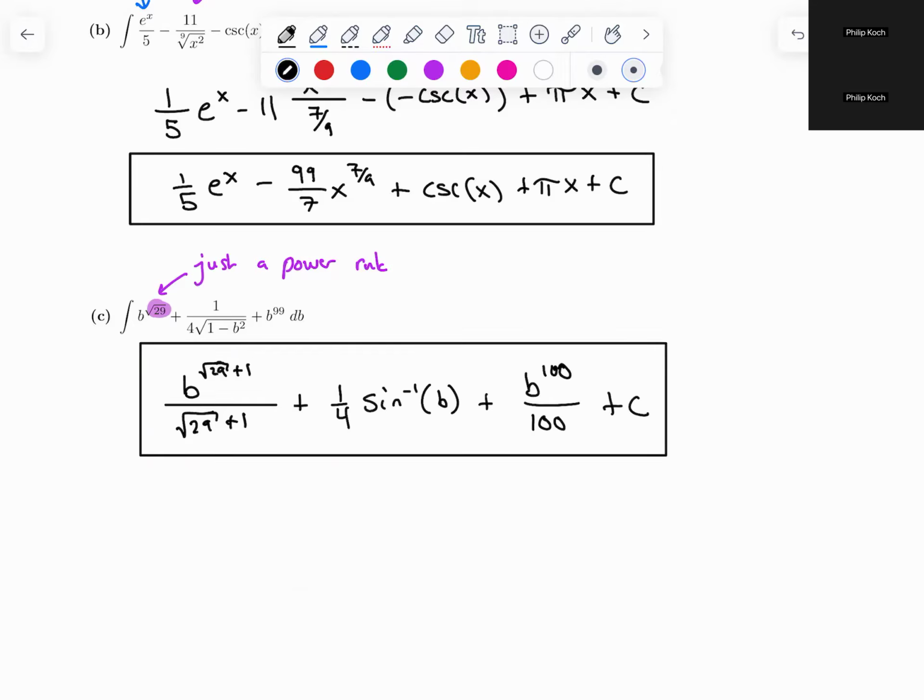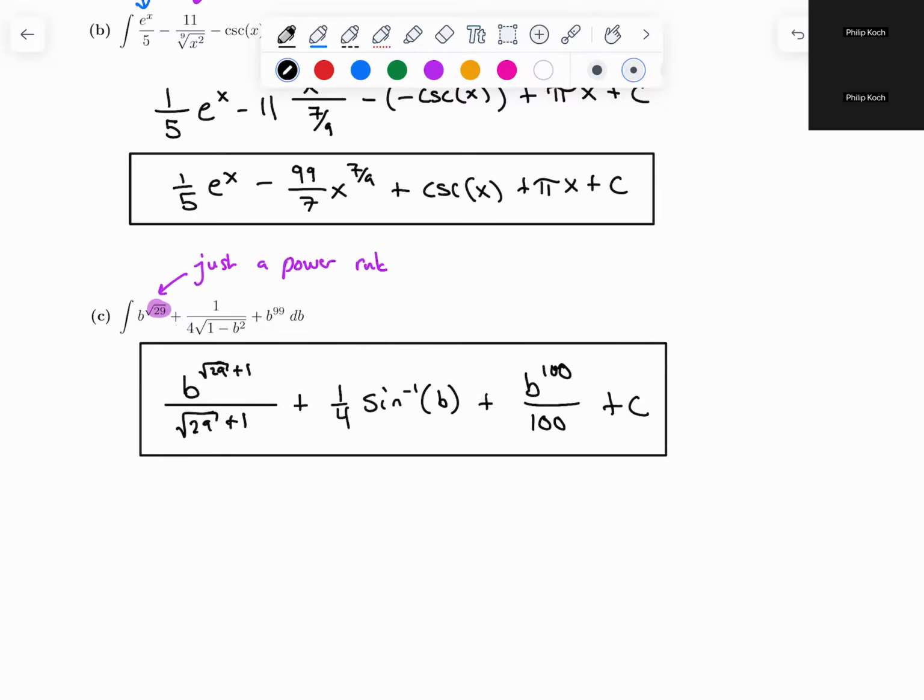Any questions about that? So remember that radicals are numbers just like anything else. If you have b to the pi, the antiderivative of that would be b to the pi plus 1 over pi plus 1. It's just a number. Don't be afraid of it. Okay. Any questions?